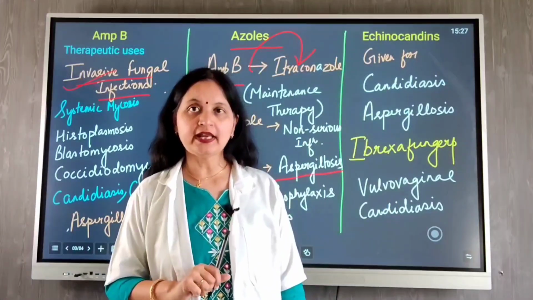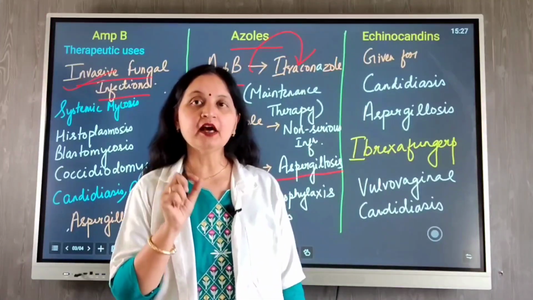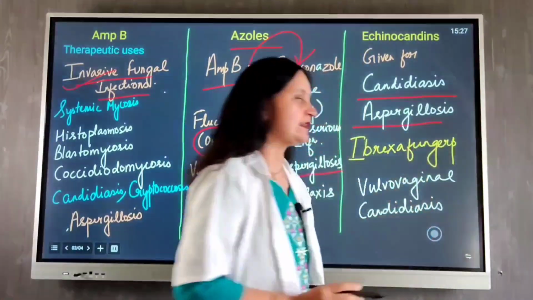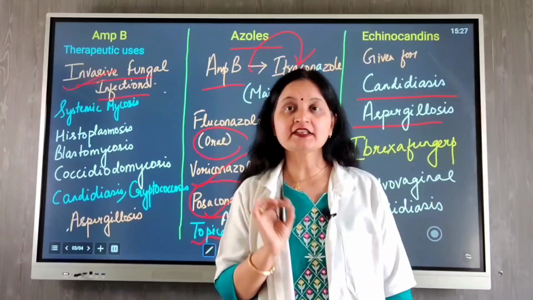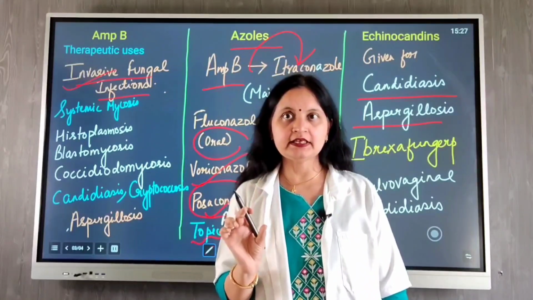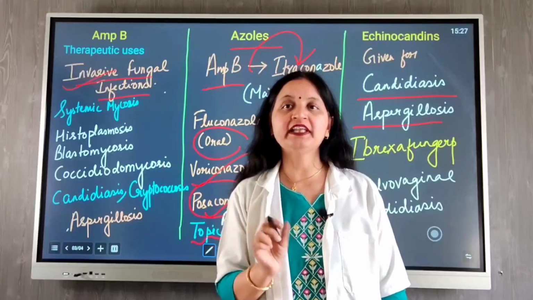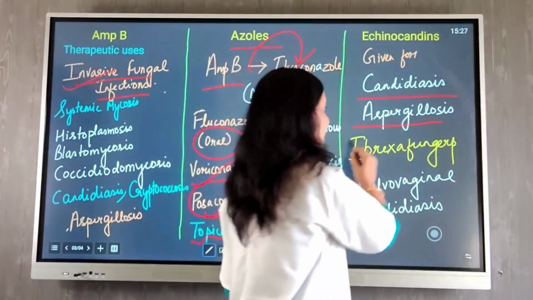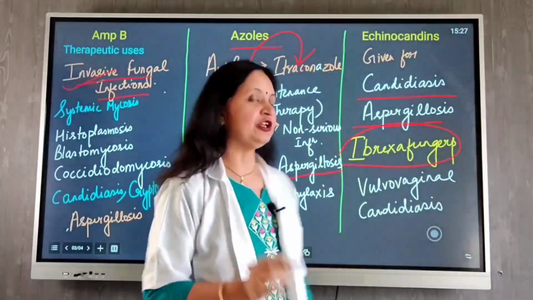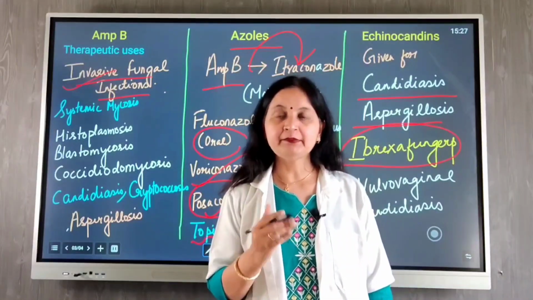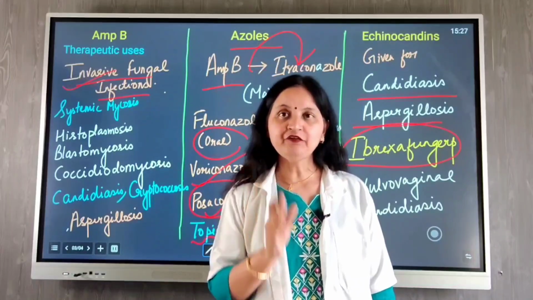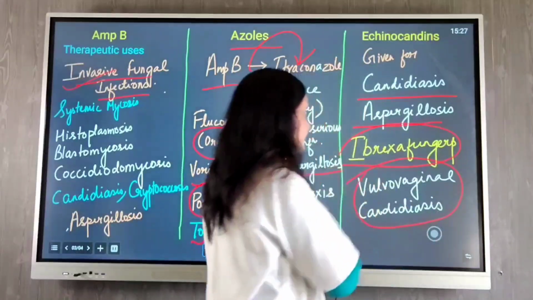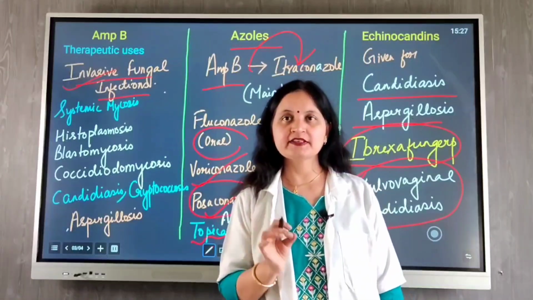Now talking about echinocandins, which includes caspofungin and micafungin, are given intravenously for treating candidiasis and aspergillosis. There is an oral form of drug which acts by inhibiting beta-glucan synthase, and it is FDA approved for treating vulvovaginal candidiasis. So the name of the drug is ibrexafungerp. So ibrexafungerp is a new drug and it acts by inhibiting beta-glucan synthase. It is FDA approved for treating vulvovaginal candidiasis. So vulvovaginal candidiasis can be treated by a new drug, that is ibrexafungerp.